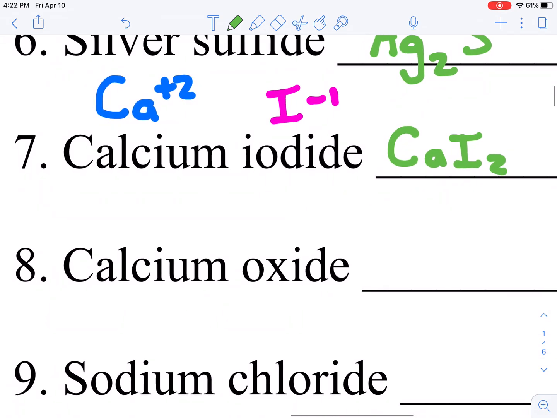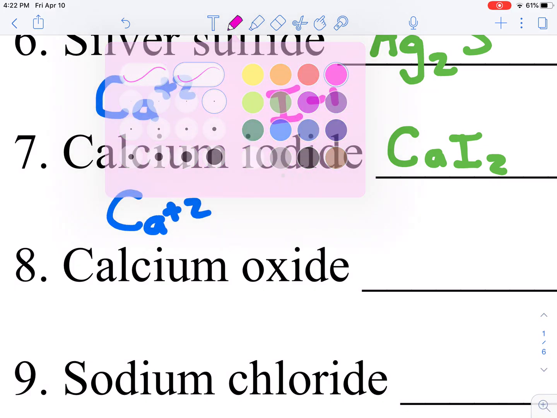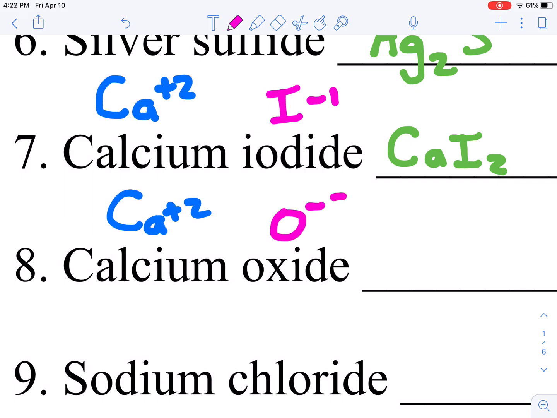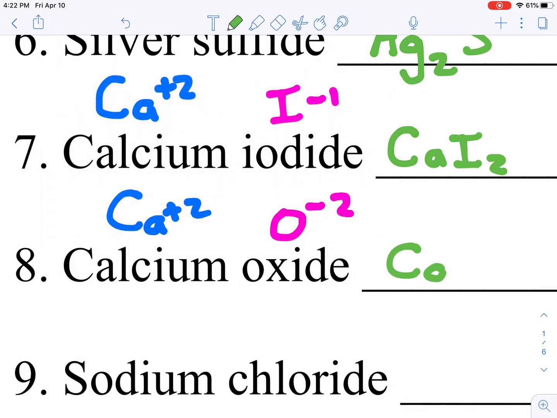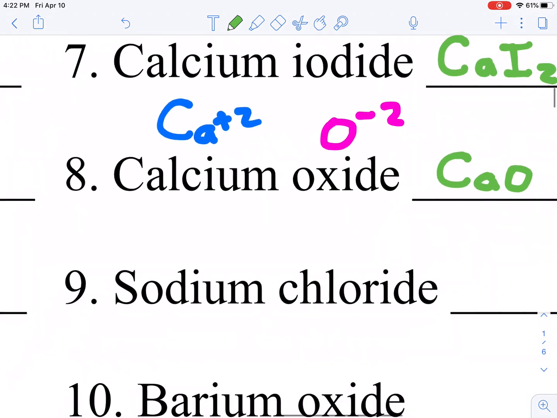Moving down the list, we've already said that calcium is a +2. Oxygen, or oxide, is O-2. So +2 and -2 cancel out directly. We are good to go with 1 Ca and 1 O. And we're done, right? Because their charges already cancel. We have a neutral compound.